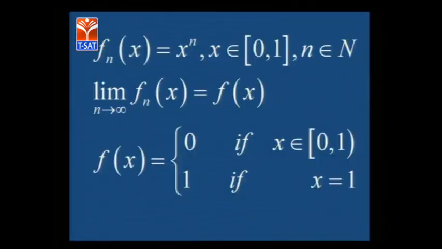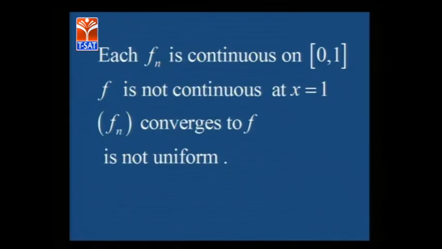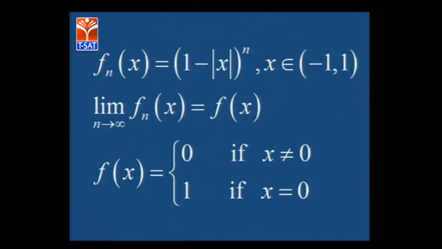See the example: f_n(x) equals x to the power n. We see that f_n converges pointwise to the function f(x). Here f is not continuous at x equal to 1. So, that is why this convergence is only pointwise, not uniform. Here each f_n is a continuous function, but f is not a continuous function.